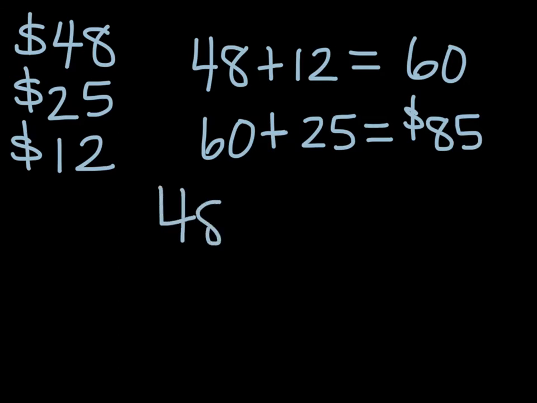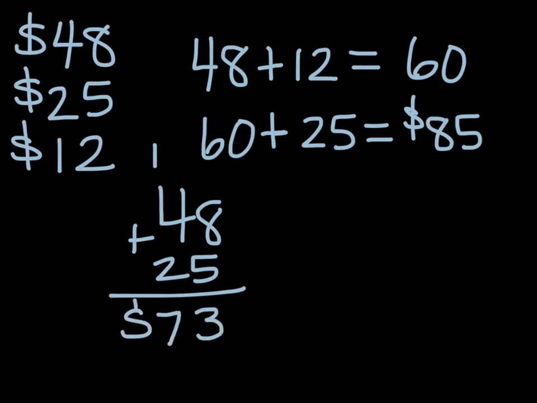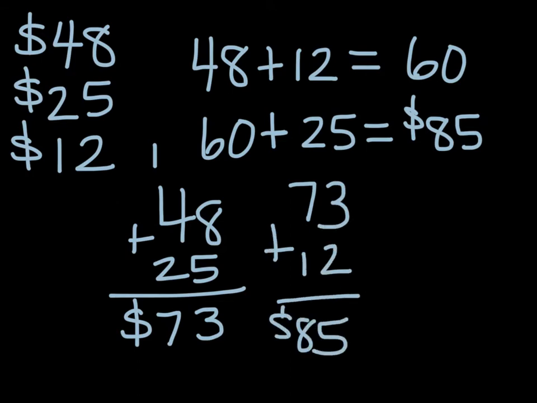Well, let's try 48 plus 25. See, that's going to give us $73. And now let's take 73 plus 12, and look at that, $85. So no, it doesn't matter at all in which order I do the problem, I'm going to get the same answer.